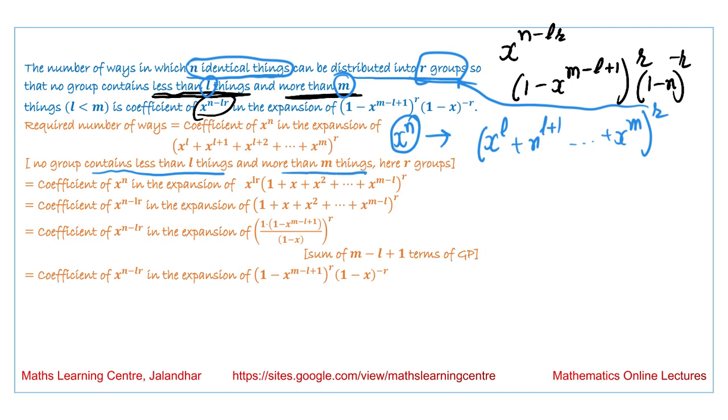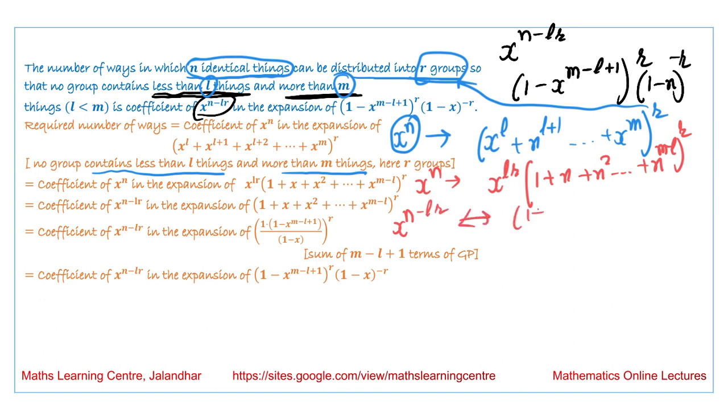So this is equivalent to the coefficient of x raised to the power n. From all these terms, if we take x raised to the power L common, we will get x raised to the power L into R into (1 plus x and so on up to x raised to the power m minus L) raised to the power R. So this is the coefficient of x raised to the power n minus LR in the expansion of (1 plus x and so on up to plus x raised to the power m minus L) whole raised to the power R.